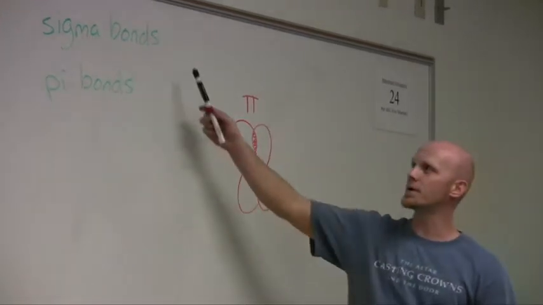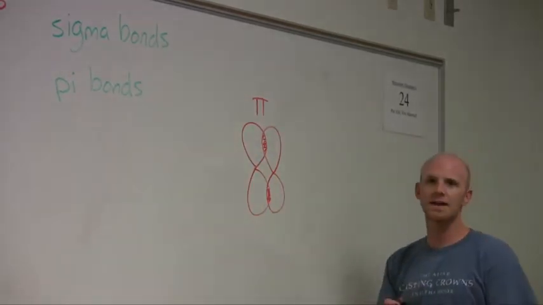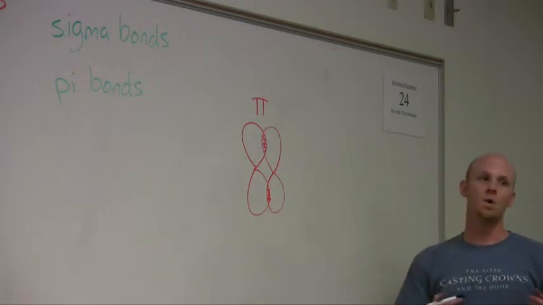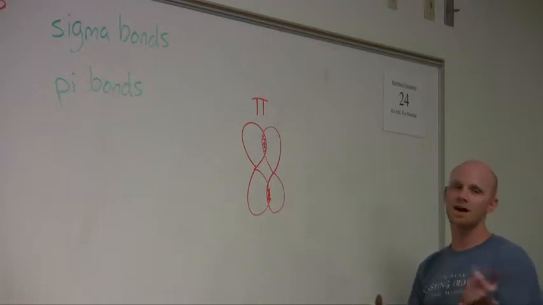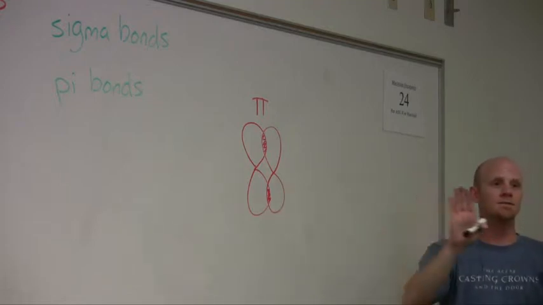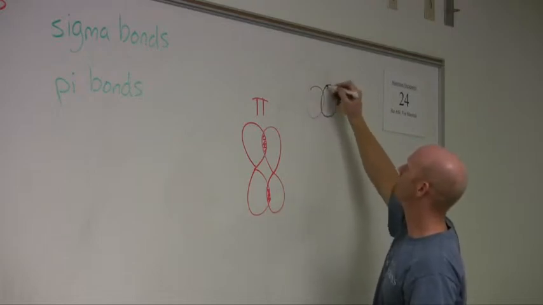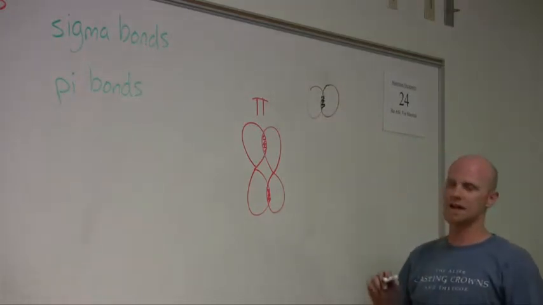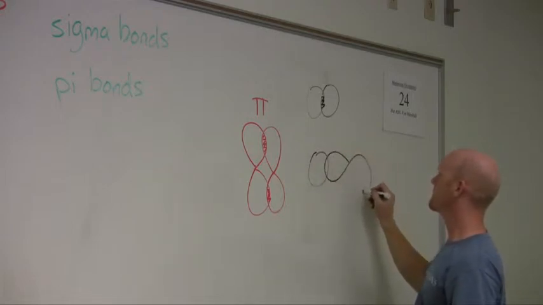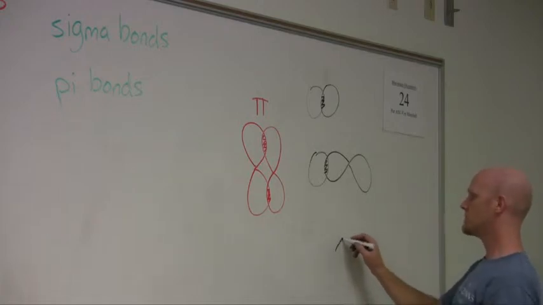Sigma bonds result from the end-to-end overlap of any kind of orbital you can think of: s's, p's, or any of the hybrids as well. They're not specific in terms of which orbital, and it's end-to-end overlap instead of side-to-side. So you could have two s orbitals overlapping. You could have an s orbital overlapping end-to-end with a p orbital. You could have two p orbitals.